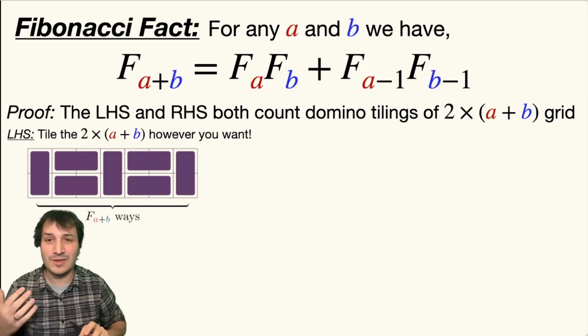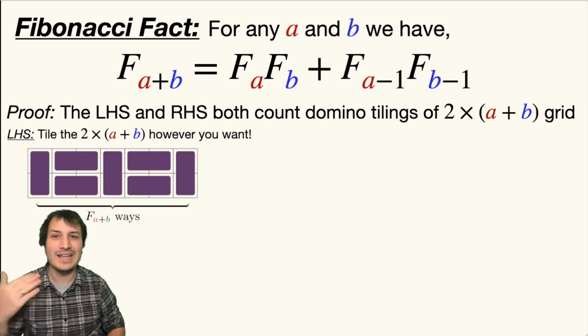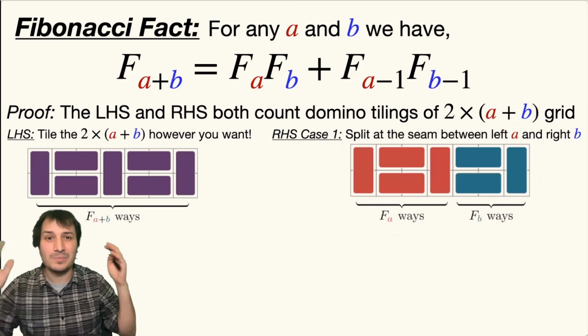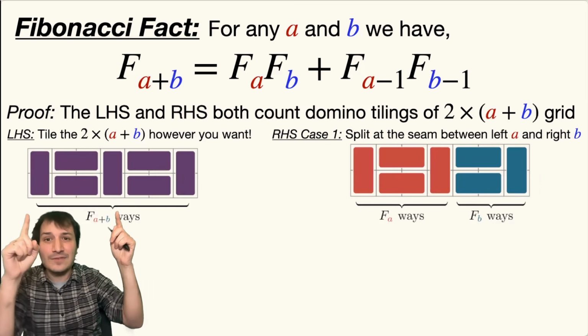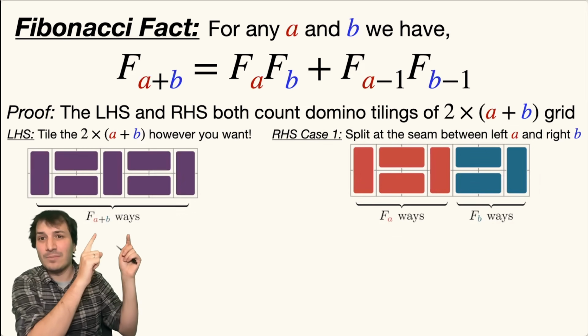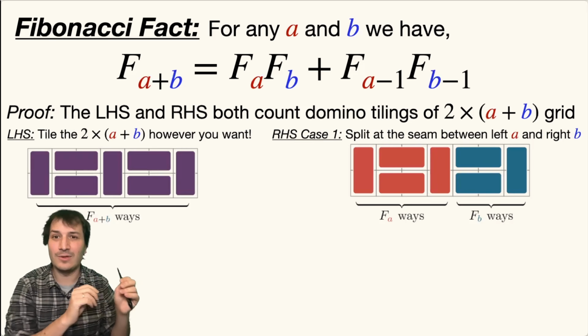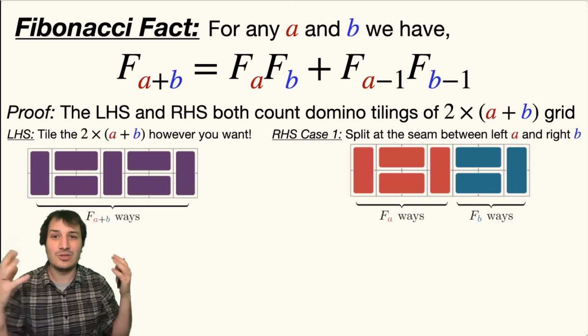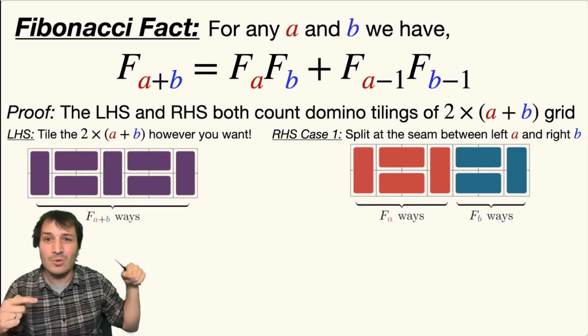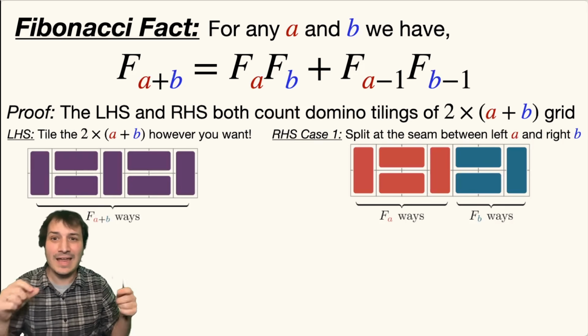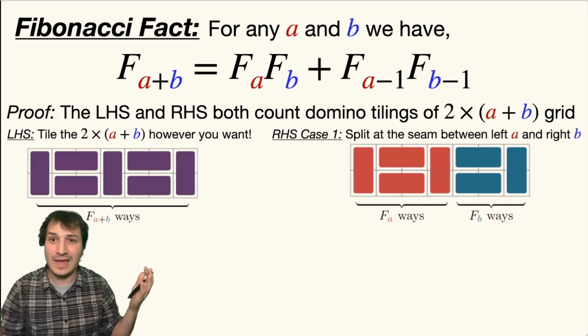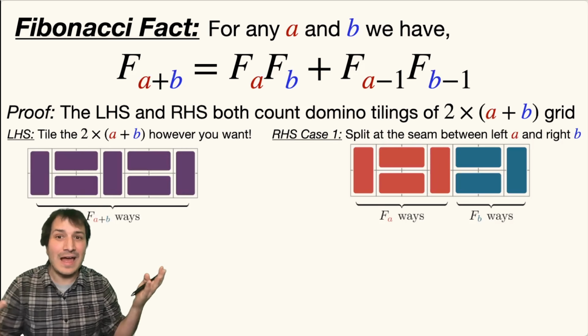And one possible thing that can happen, I call this case 1, right-hand side case 1, is that there is a split. You can tile the left a squares separately from the right b squares. And I've drawn it over there. I've drawn the left ones in red and the right ones in blue. So you can see you can tile any tiling you want for the left. There's fa ways to do that. Any way you want to arrange those red tiles, you can do that in fa ways. That is a valid tiling.